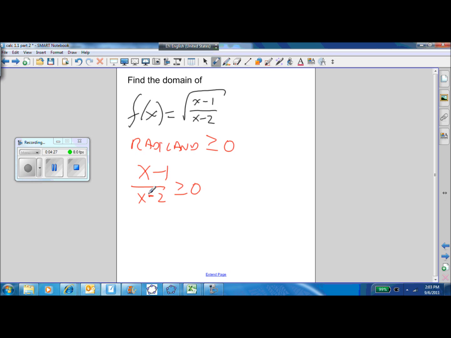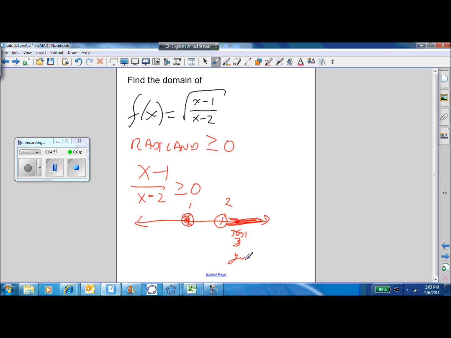And basically, we can multiply both sides by x minus 2, but then we don't know if that's going to change the direction of the inequality. So let's do our simple test chart of what goes on with this function at 1 and 2. If you try some points, you can see that something like 3 is going to make both positive, so 3 works. 1 will make it equal to 0, so I like that. 2 will make it undefined, though, so I don't like that.